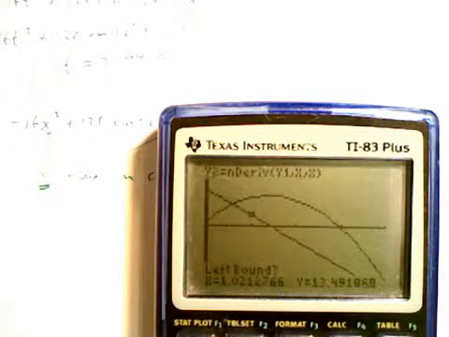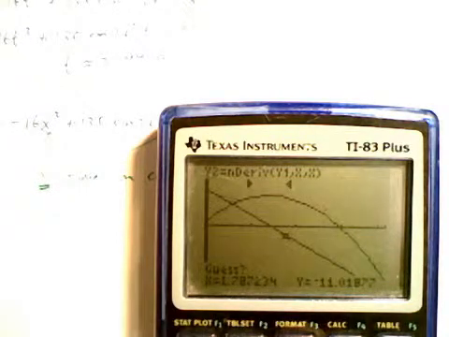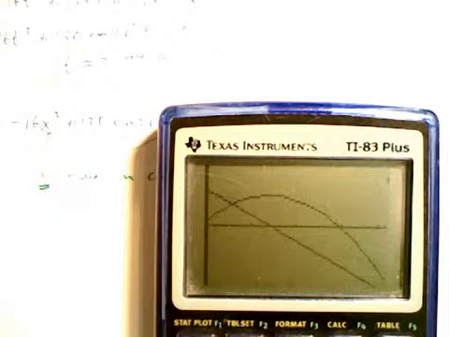Okay, and now I move the cursor to the left of the x-intercept, hit enter. I then move the cursor to the right of the x-intercept and hit enter again. Now I move the cursor a little bit back towards where the x-intercept is, and I hit enter again because it's asking me for a guess.